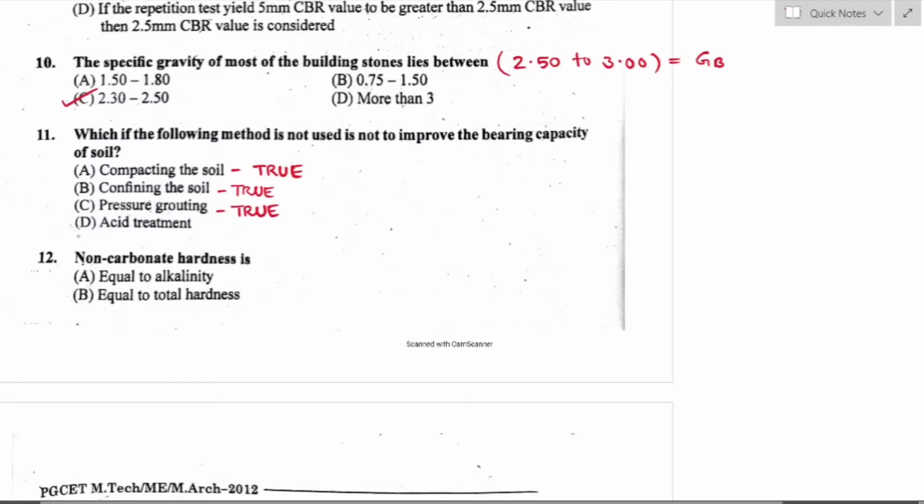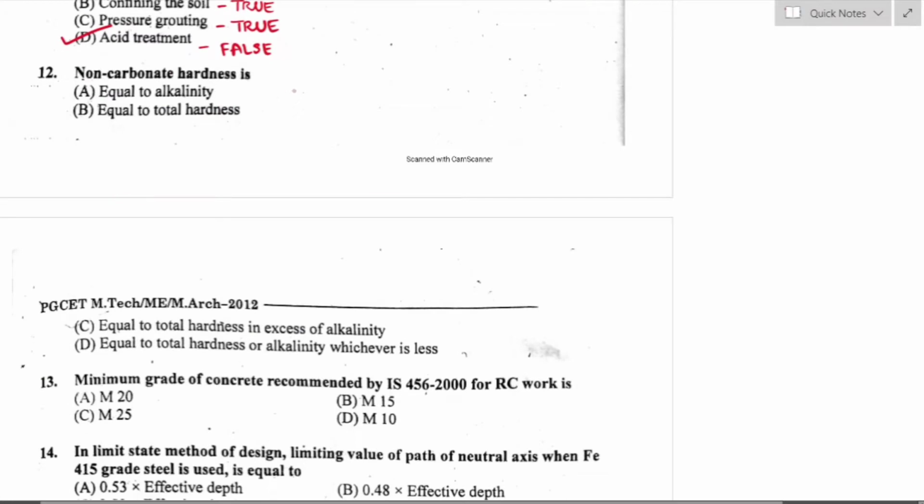Option D. Acid treatment. Acid treatment is the addition of organic or inorganic acids which results in decrease in pH, which efficiently prevents the growth of microorganisms. So, this method cannot be used to improve the bearing capacity of the soil. This option is false. So, the right answer is option D, acid treatment. Question number 12.